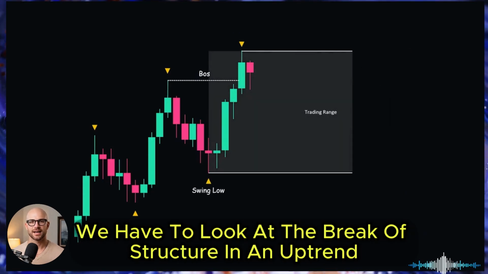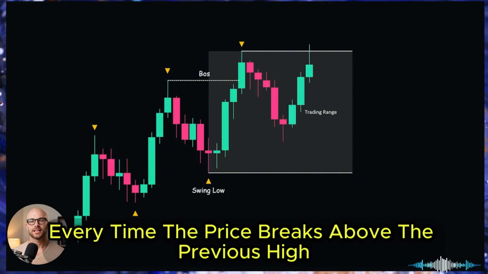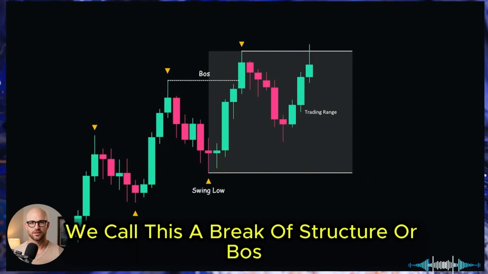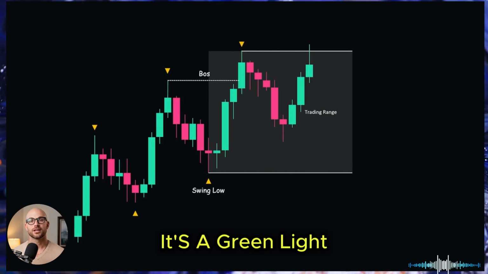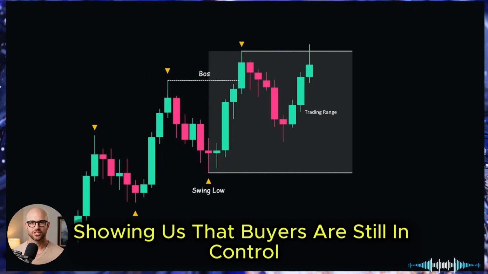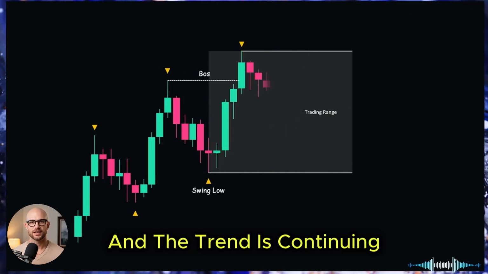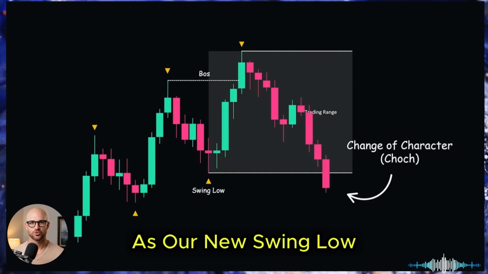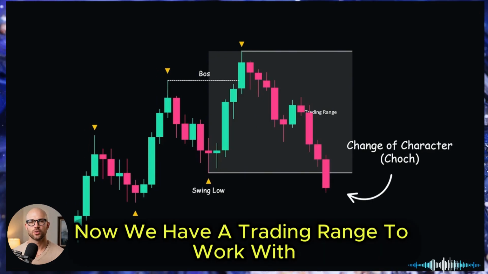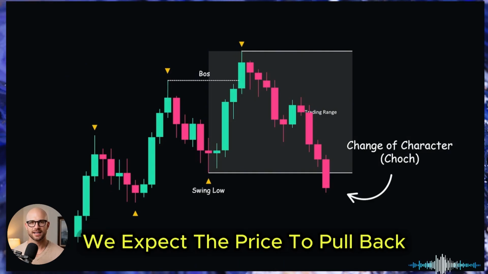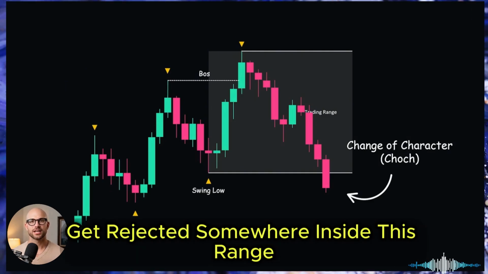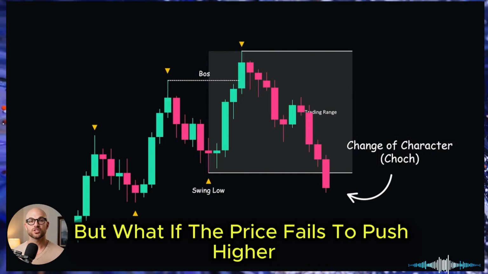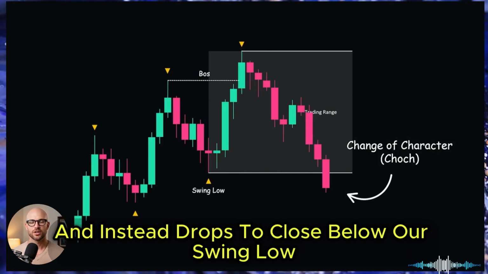In an uptrend, every time the price breaks above the previous high with a strong, solid candle close, we call this a break of structure, or BOS. It's a green light showing us that buyers are still in control and the trend is continuing. Once this happens, we mark the start of that breakout move as our new swing low. Now we have a trading range to work with. We expect the price to pull back, get rejected somewhere inside this range, and then push back up toward the previous high. But what if the price fails to push higher and instead drops to close below our swing low?